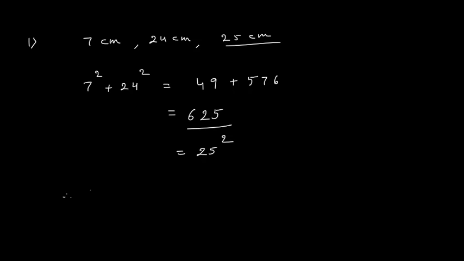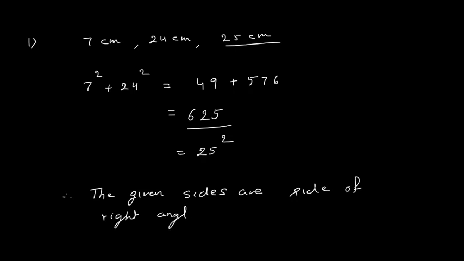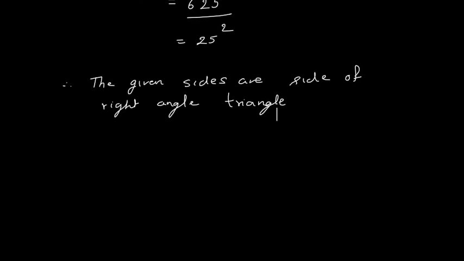So the given sides are sides of a right angle triangle, and the length of the hypotenuse is equal to 25 centimeter.